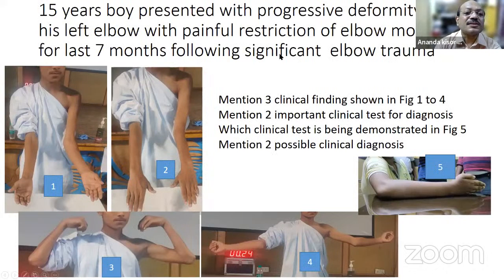Now, this is another case. This is a 15-year-old boy presented with this type of deformity of the left elbow with painful restriction of the elbow motions for the last 7 months following significant elbow trauma. Now, the question is, mention 3 clinical findings in 1 to 4. So this is the 1.